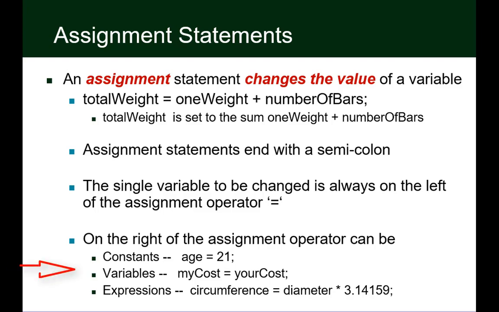Here are some examples of doing assignment. The first example assigns a constant value, 21, to age. The second one uses a variable to assign another variable, and that's perfectly fine so long as they are of the same type. And the third example does a calculation using the expression diameter times pi. That will be computed first. The result will then be assigned to circumference.